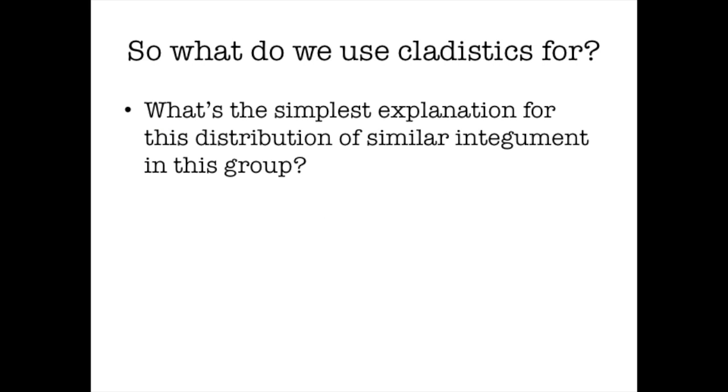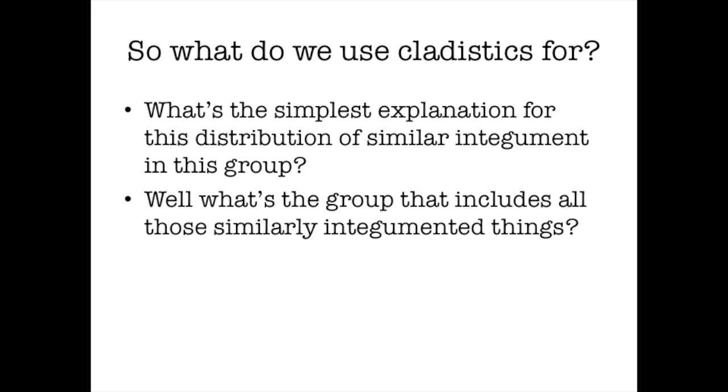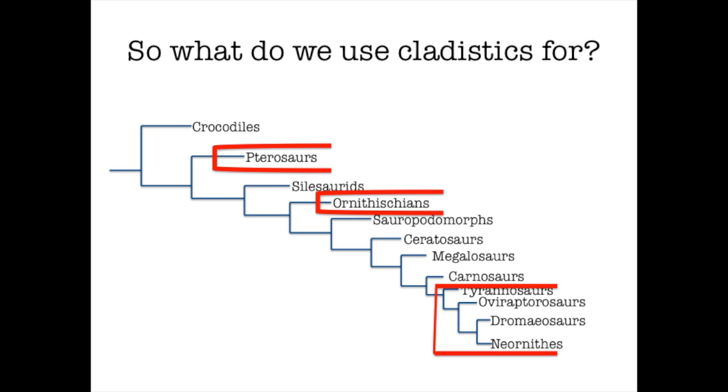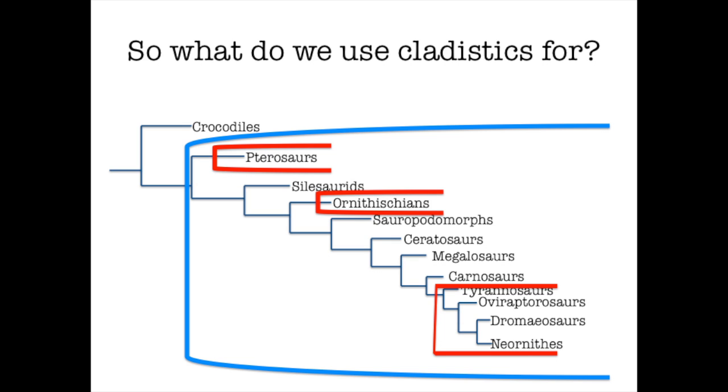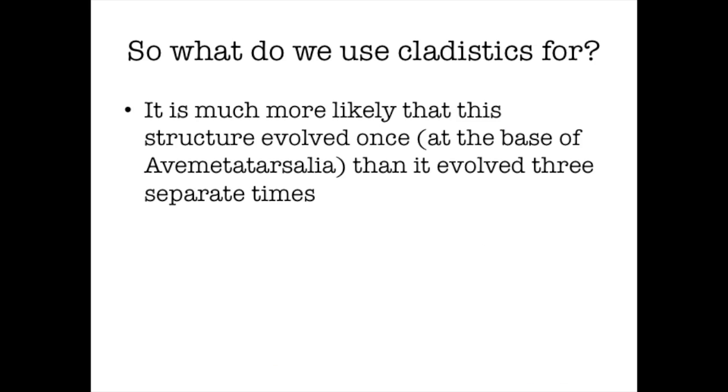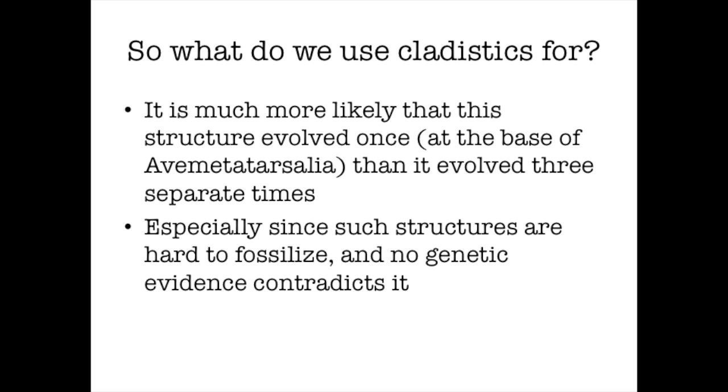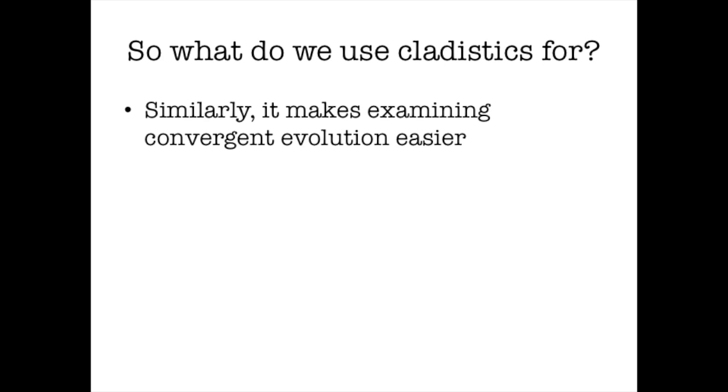So what's the simplest explanation for this distribution of similar integument in this group? Well, what's the group that includes all of these things with this similar integument? Well, as you can see here, it's Avemetatarsalia, the group of pan-birds. It is much more likely that this structure evolved once at the base of Avemetatarsalia than that it evolved 3 separate times, especially since this structure is hard to fossilize and no genetic evidence contradicts this hypothesis. Ta-da!